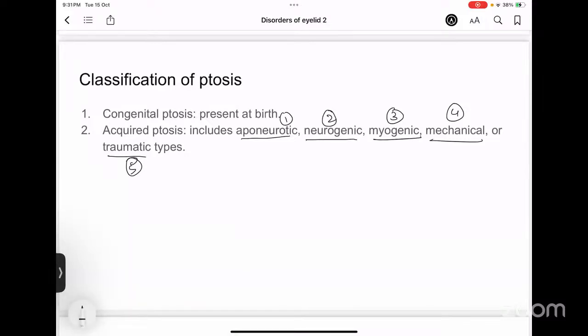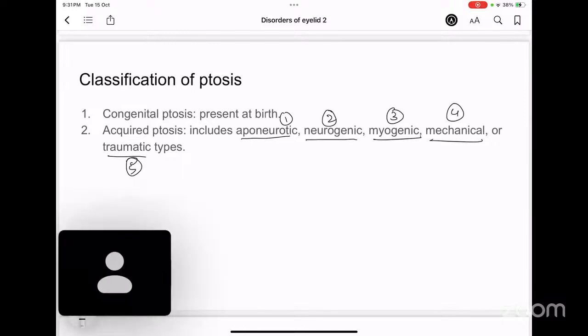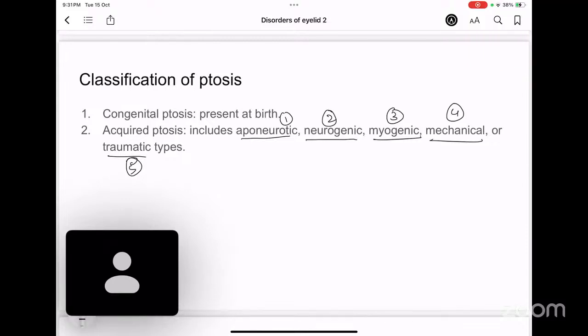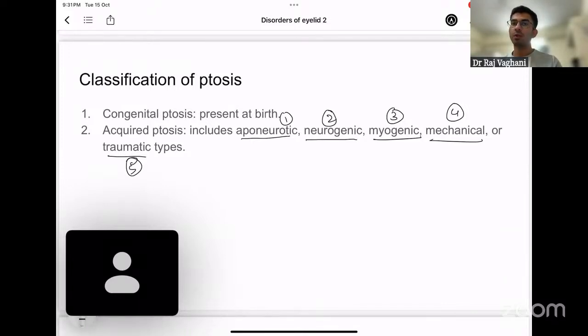So there are two types of ptosis, congenital ptosis and acquired ptosis. Congenital ptosis means that it is present since birth, and acquired ptosis includes the five types: the aponeurotic, the neurogenic, the myogenic, the mechanical, and the traumatic. These are the five types of ptosis that come under acquired ptosis. So you have to remember the names of these five types.